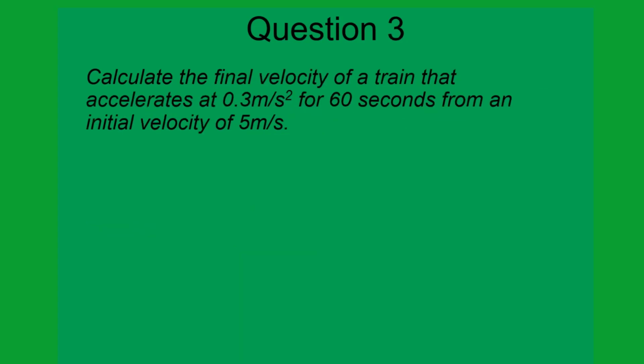Now question number 3. Calculate the final velocity of a train that accelerates at 0.3 meters per second square for 60 seconds from an initial velocity of 5 meters per second.